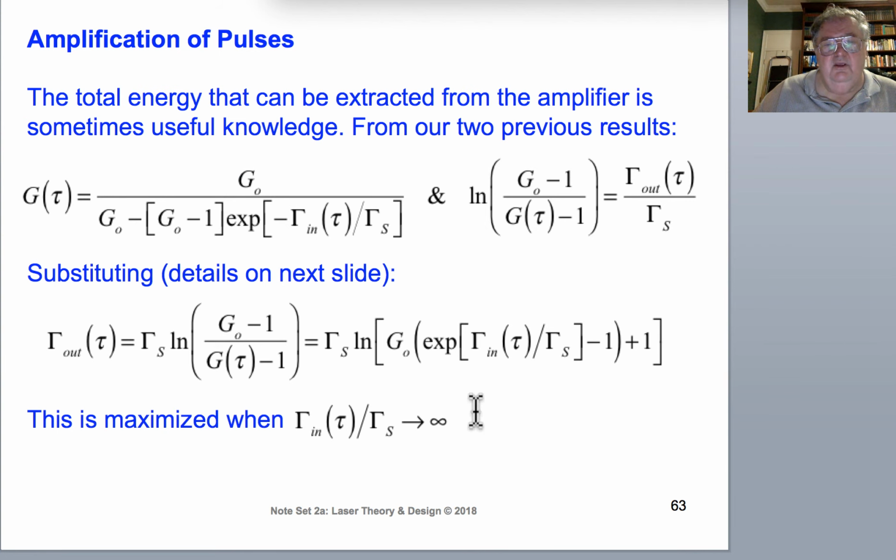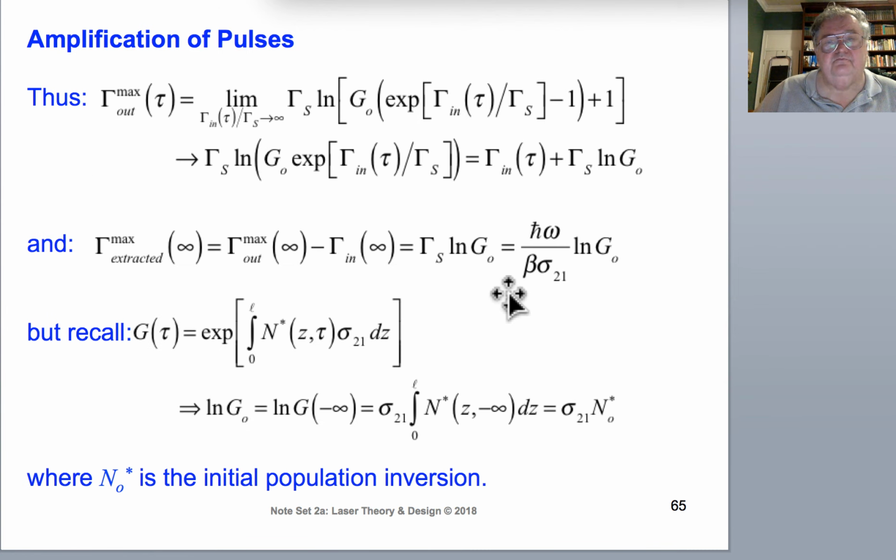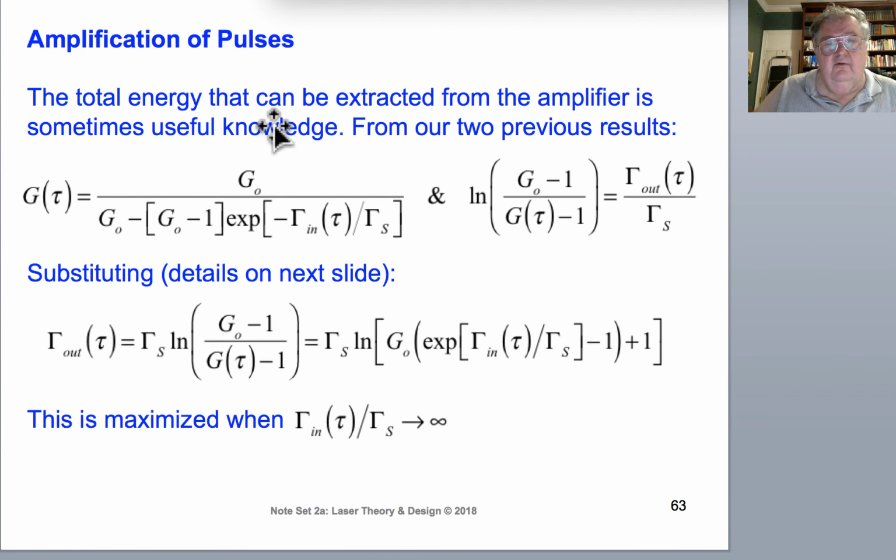Look at this. What is the biggest this could be? The biggest this could be is when this is the biggest it could be, because it's e to something or other, right? So I could neglect the one, and I could neglect that one when this thing gets very, very large. So where did it go? As this thing gets large, neglect this one, right? And you have gamma times the log of G0 times the exponential.